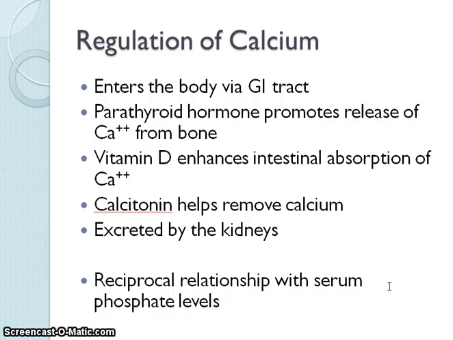Calcitonin is a hormone that helps us remove calcium if we need to from our body. It gets excreted by the kidneys, and it has a reciprocal relationship with our phosphate levels. So if we see one affected, then it impacts the other.